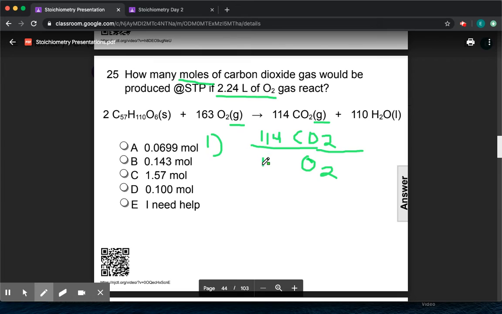We're still setting up our ratio. What we are converting to goes on the top. What we are converting from goes on the bottom. We are going from oxygen to CO2. So this is our ratio. Step 2 is to multiply it out.